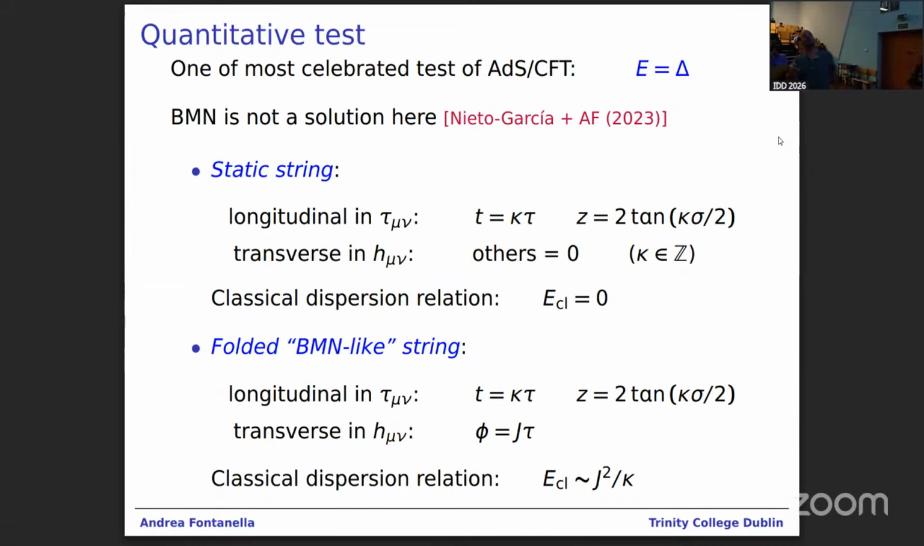The next non-trivial one is basically a static string where you turn on one unit of angular momentum in the transverse space. You can still keep the same longitudinal directions, but then you turn on this momentum. It's not really an angular momentum because the space-time is flattened out. It's more like a linear momentum, really, but I still call it J in analogy with what you do in the relativistic string. Because of that, we call it a folded BMN-like string because it has the angular momentum unit. And the dispersion relation is energy proportional to J squared. So that's good for us.